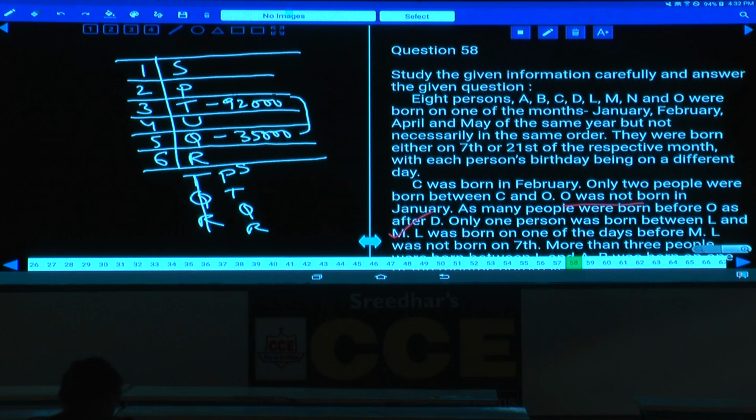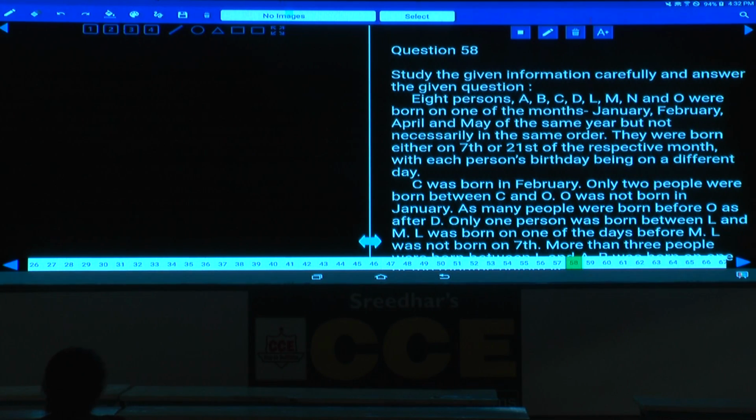Then question number 58. Now 58 onwards, what is it based on? A, B, C, D, L, M, N, O are the 8 persons. Now these 8 persons were born in one of the months Jan, Feb, April and May. How many persons? 8 persons. How many months? 4 months. How many dates are there? 7th or 21st. Now on Jan, 7th or 21st.